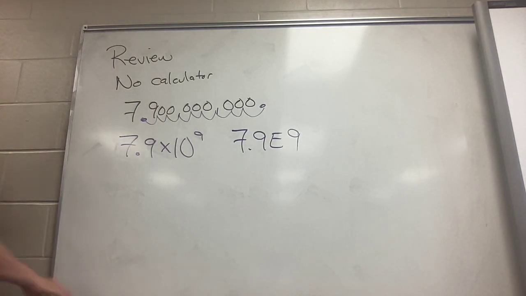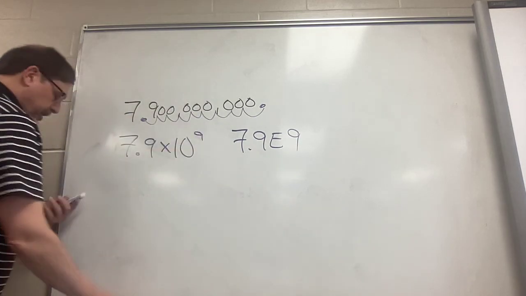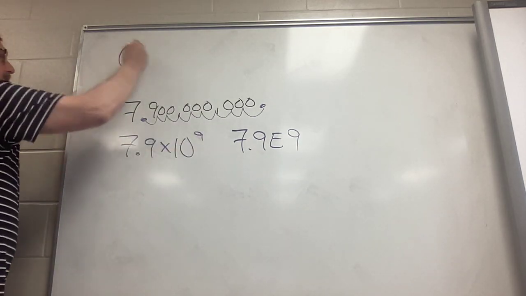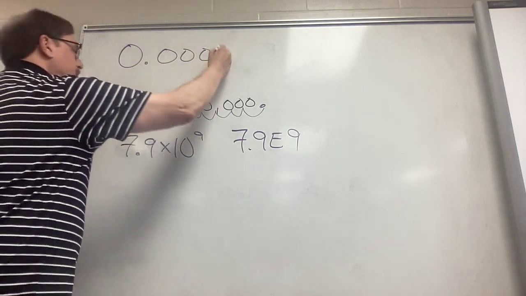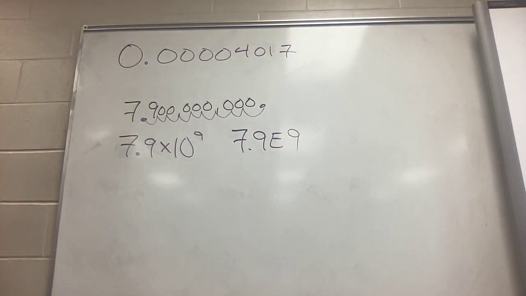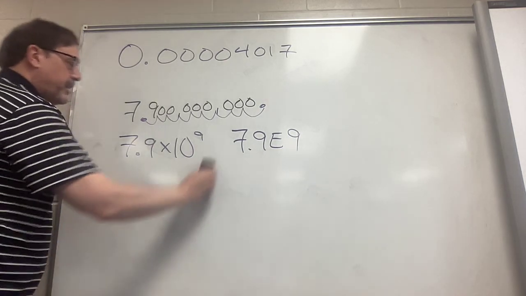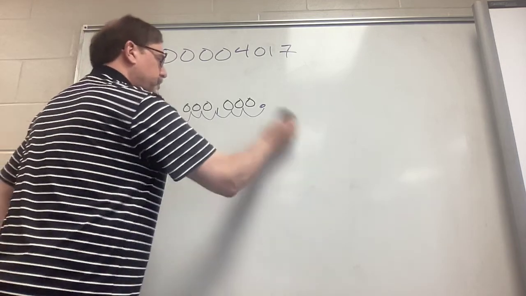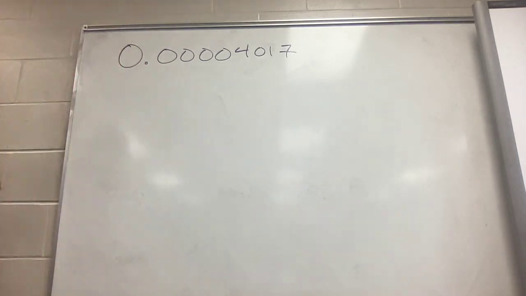All right, would you please write this one with no calculator in scientific notation? If you're far enough back, there are 4 zeros at the start. So with no calculator, please write that one in scientific notation. Just a slight tricky trick.